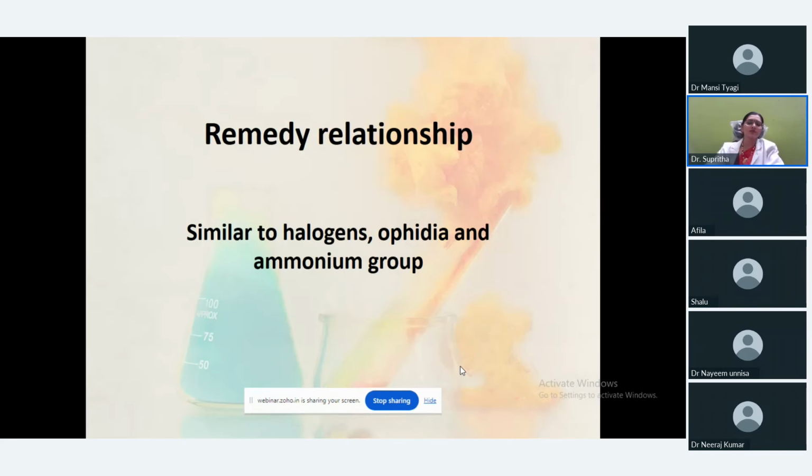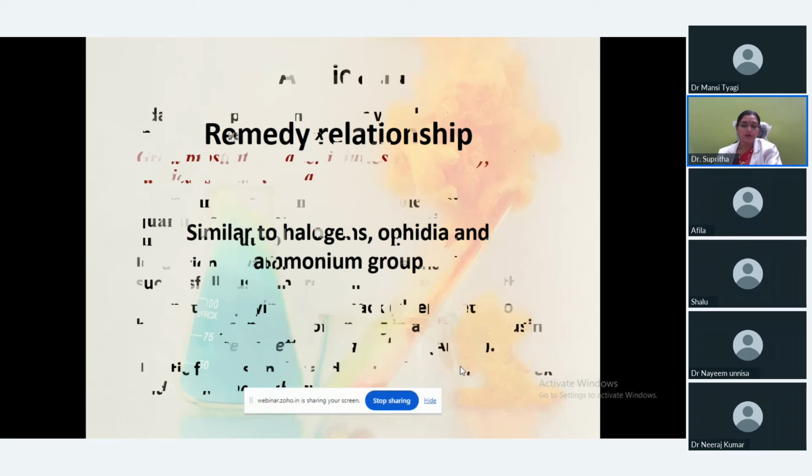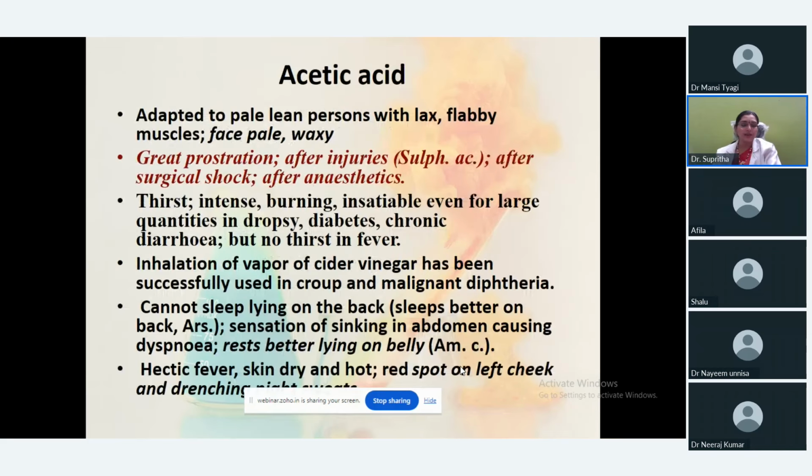We'll come to the remedy relationship. It is similar to halogens, Ophidia group, and ammonium group. In many places we were comparing maliciousness, suspiciousness, jealousy, then aggravation from fasting. All these symptoms we can compare with the Ophidia group. Ammonium group is chilly again. Coming to the individual remedies like acetic acid.